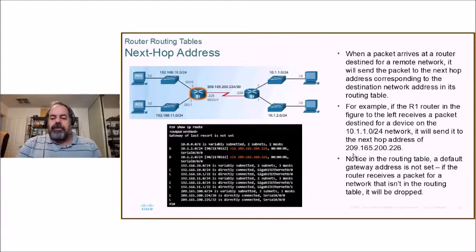Notice in the routing table, the default gateway address is not set. If the router receives a packet for a network that is not in the routing table, it will not know where to send it, and it will drop it. So if there is a default route, it will actually say gateway of last resort is, and it would tell you what its default route is, basically.